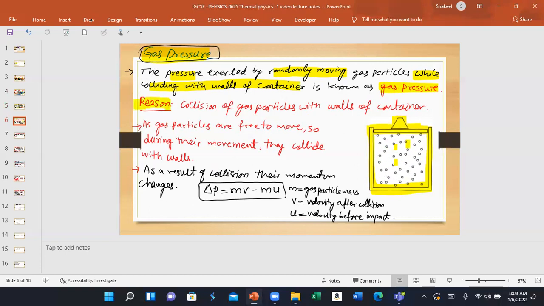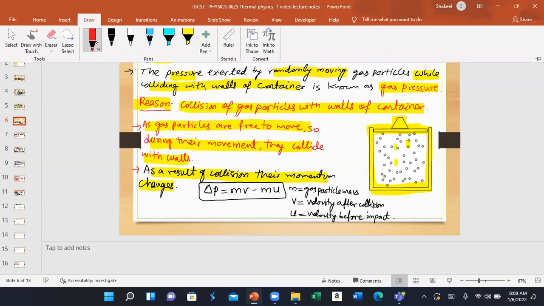So what's the reason? The reason is the same as I've told you: the collision of gas particles with the walls of the container. And as gas particles are free to move anywhere, left, right, up, down, during their movement they have to collide with the walls. And as a result of this collision, their momentum changes, right? Their momentum changes. How their momentum changes, let me tell you.